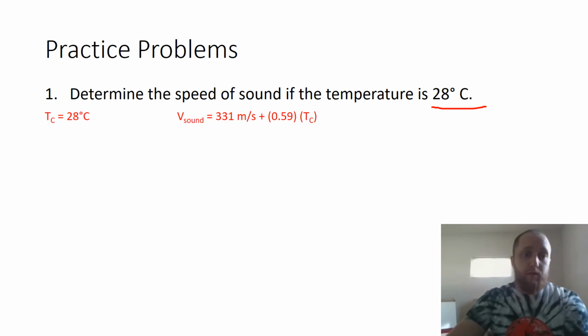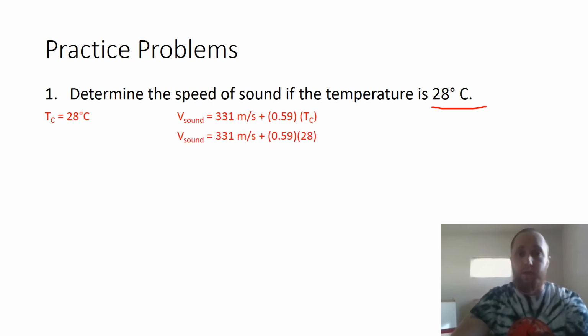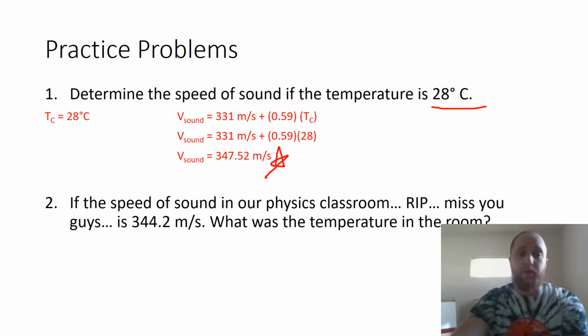What we were provided was 28 degrees Celsius. You've got your velocity that you're looking for. Everything else in the equation is a constant. It's something that you already know. So you plug in your 28 degrees Celsius, multiply 0.59 and 28, add it to 331. Yes, you can have negative temperatures. It just means the speed of sound would be less than 331. It's not something we have to worry about in this case. You should get 347.52. I'm not worried about how many decimal points you keep or anything like that for this particular unit.